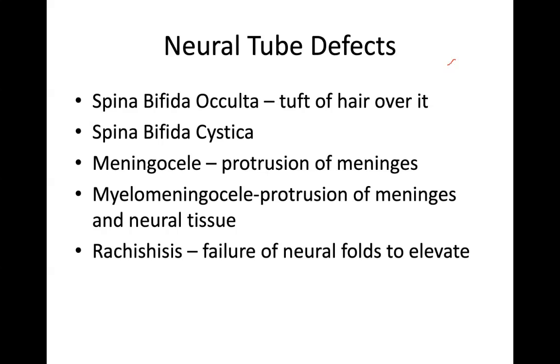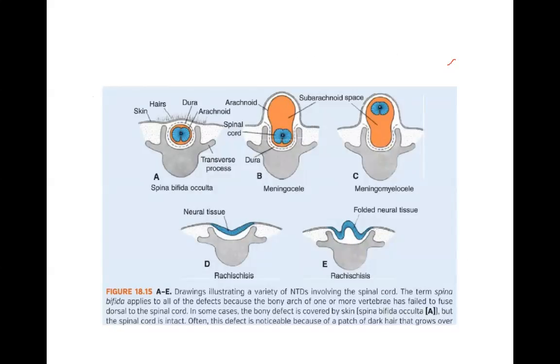And then you have a condition where the neural tube doesn't form. I told you that the edges will elevate and they'll be called neural crest. And finally, they'll close. So that condition where you have failure of formation of neural tube is known as rachischisis. Failure of neural folds to elevate and close. That is rachischisis. So we have spina bifida occulta, which you see in diagram A.